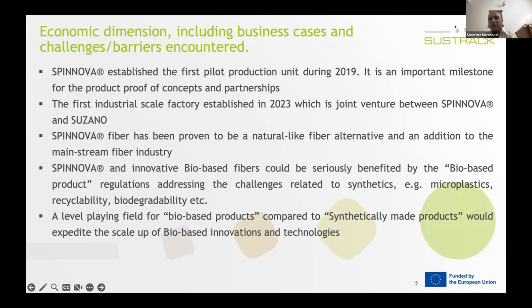I think we also need, I wrote the last bullet to bring into this workshop a point to consider: a level playing field. I think we need one for bio-based products compared to synthetically made products. This will help scale up this bio-based technology. We can elaborate on this in the Q&A session if some questions and topics come up. But I will end my presentation here.